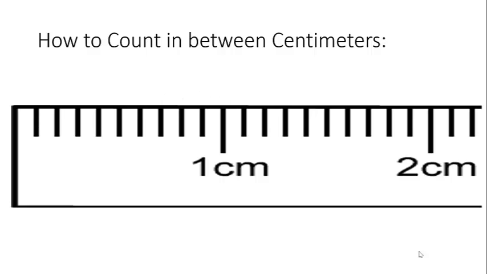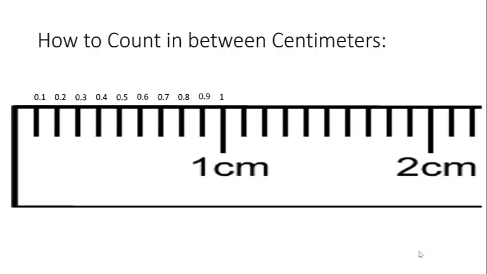Now, when we want to count using measurements, we're going to do the same thing, counting from 1 to 10. But we're going to put a 0 in front of it. 0.1, 0.2, 0.3, 0.4, 0.5, 0.6, 0.7, 0.8, 0.9. And do we do 0.10? No, we just say 1.